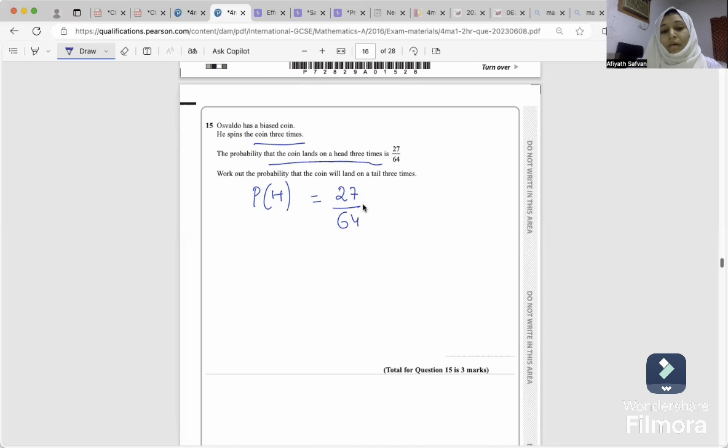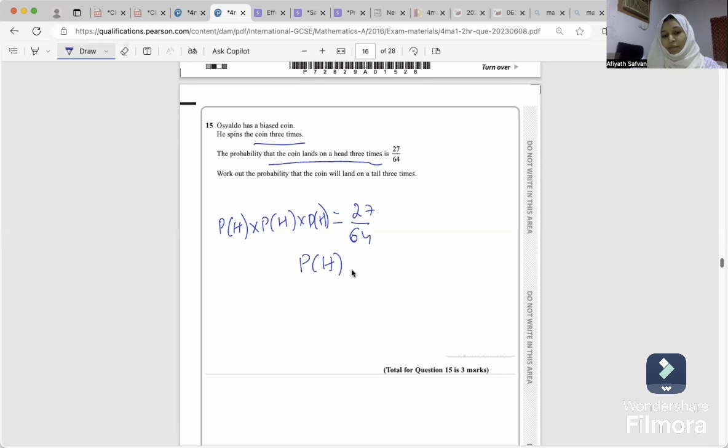So it should be like this: probability of the head 1 time, then probability of the head 2 times, and probability of the head 3 times, which is given by 27 by 64, right? Therefore, 1 time probability of the head is going to be how much? It's cube root of this, isn't it? Therefore, cube root of 27 over 64 will give you 3 by 4. Okay, this is the probability of the head.